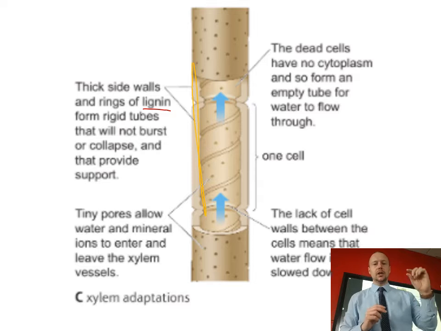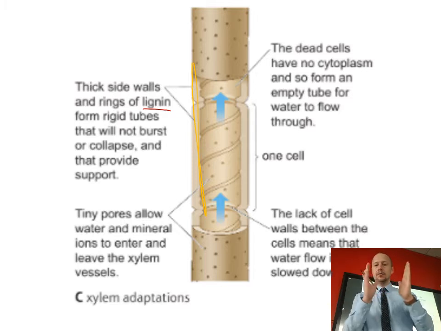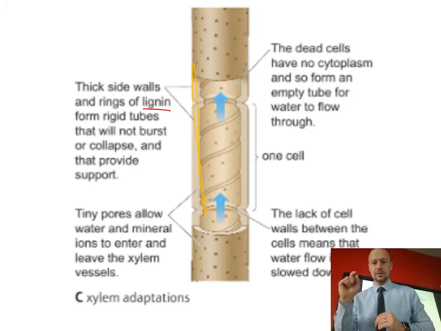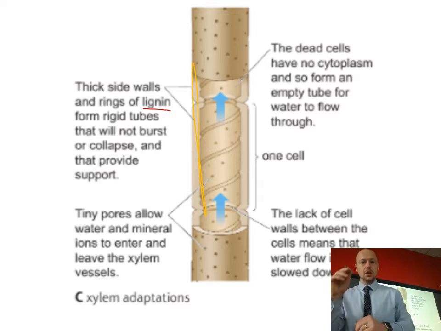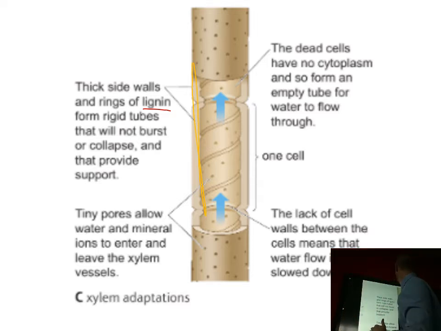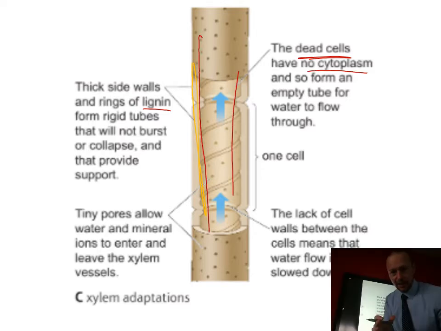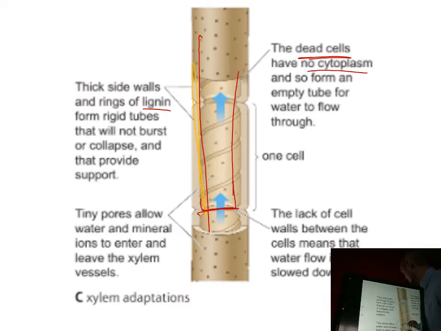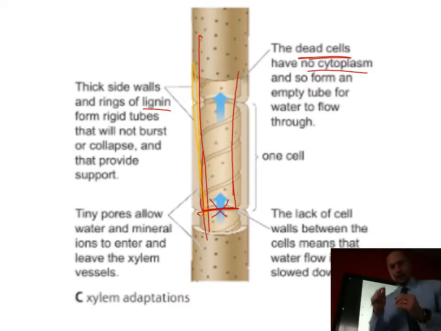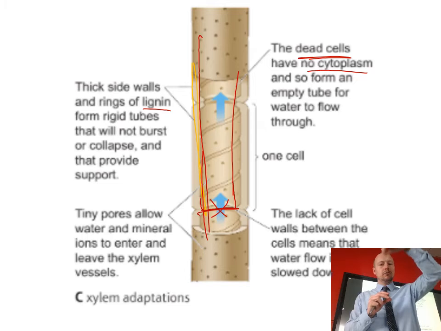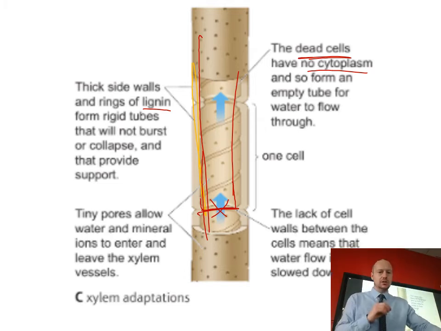The second adaptation is that the cells grow when they're alive, then they die and leave behind the cytoplasm, and the cell membrane vanishes. So the dead cells have no cytoplasm, so you can think of the xylem as just these big tubes. And then the cell wall between the cells also disappears, and one cell leads onto the next, so it creates this big straw thing. So they're the adaptations of the xylem.